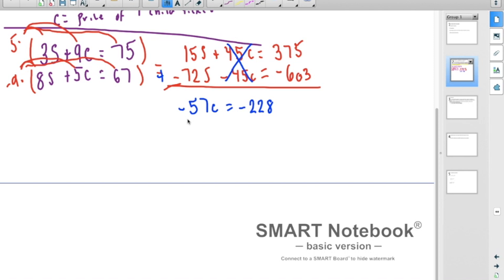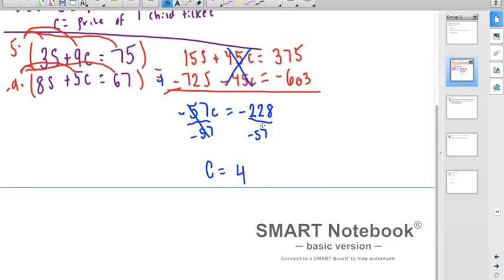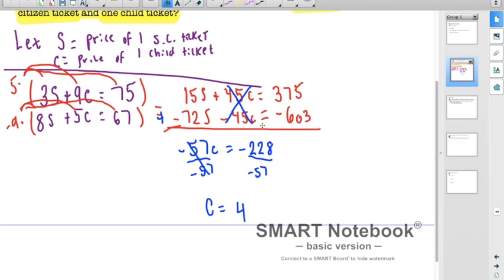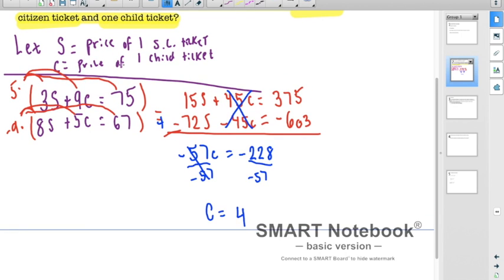Right? I have to divide both sides by -57. So that cancels out. And I do that math there. So -228 divided by -57. And it does work out nice. I get C is equal to 4. And what's nice is I already have a let statement. C is the price of one child ticket, so that means that one child ticket is $4.